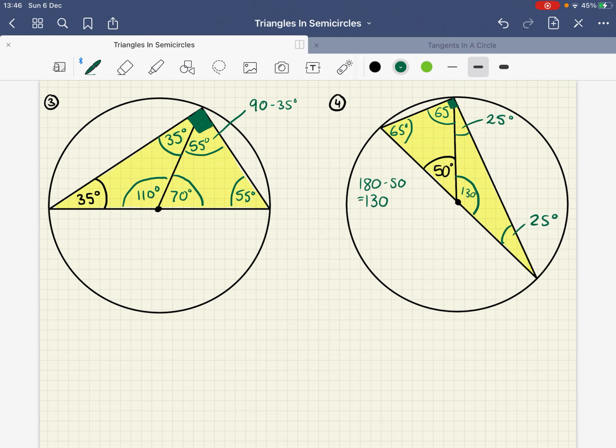So that's essentially the main idea. The key thing is just look out for that diameter line, and that means whatever angle is opposite it is always a right angle. Let me know if you have any issues, and good luck with the work.